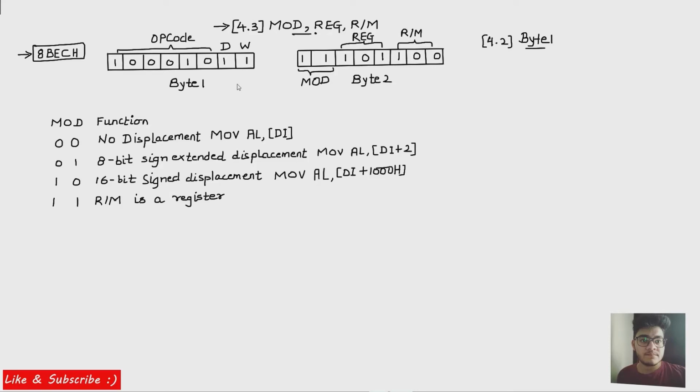And we have studied the D field. If D is equal to 0, it simply means that the register field, which is reg, is the destination, right? So basically D is direction. If D is 0, the data will move from the register field to the r/m field. And if D is equal to 1, the data will move from here to here, right? When D is equal to 1. And here D is equal to 0.